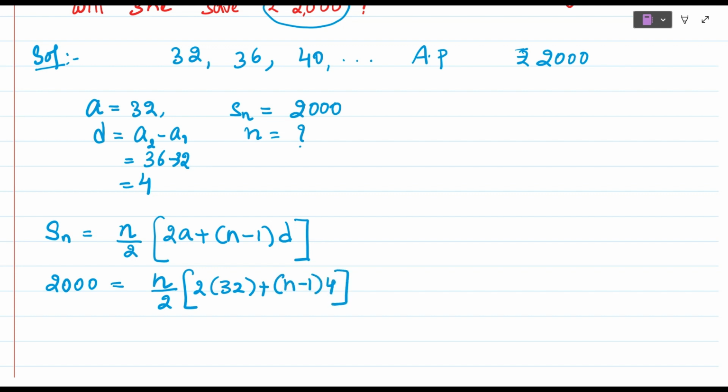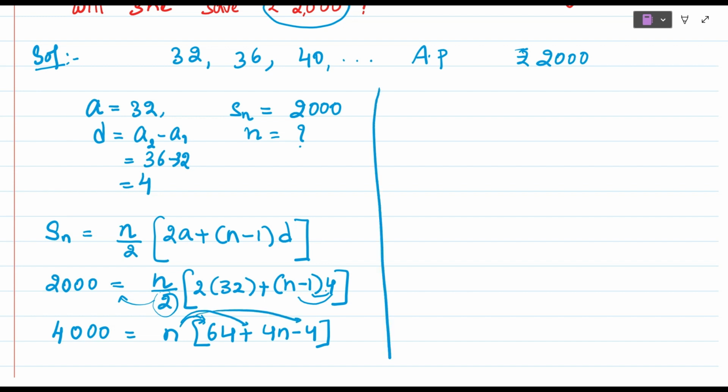Now solve, students. I am going to transpose this 2 towards the LHS. It will become 4000, since 2000 into 2 gives 4000. That is equal to n into [64 plus, and distribute this 4 to these two terms, you will get 4n minus 4]. Clear? So now, apply the distributive property here. So 4000 will be equal to 64n plus 4n into n gives 4n square, minus 4n.